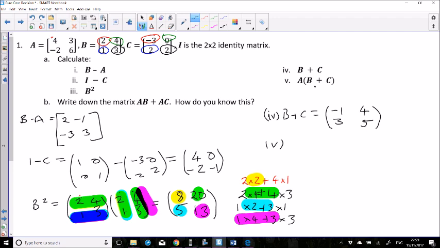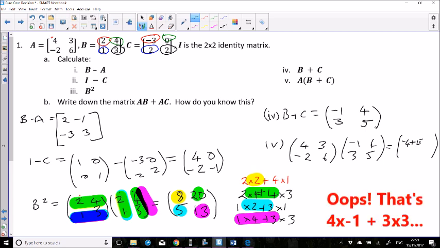Right, part 5 wants us to do a times b plus c. Notice this has been set up for us because we've already worked out what b plus c is. So 4, 3, negative 2, 6, negative 1, 4, 3, 5. Right, we're going to do this multiplication in the same way as the previous one. So it's 4 times negative 1 plus 3 times 5 in the top left.